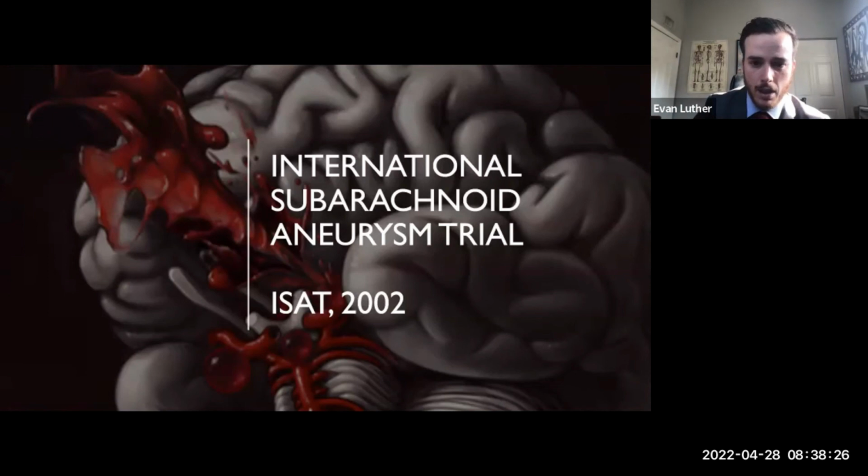What they found at 1 year was that coiling had significantly better neurologic outcomes, meaning there were more people who were functionally independent at 1 year. However, there was a non-zero rebleeding risk at 1 year in the coiling group as compared to clipping, but it was still less than 1%. So this trial really demonstrated that disability-free survival at 1 year was higher with endovascular treatment compared to clipping, with the caveat that long-term rebleeding rates were low but higher in the coiling group.